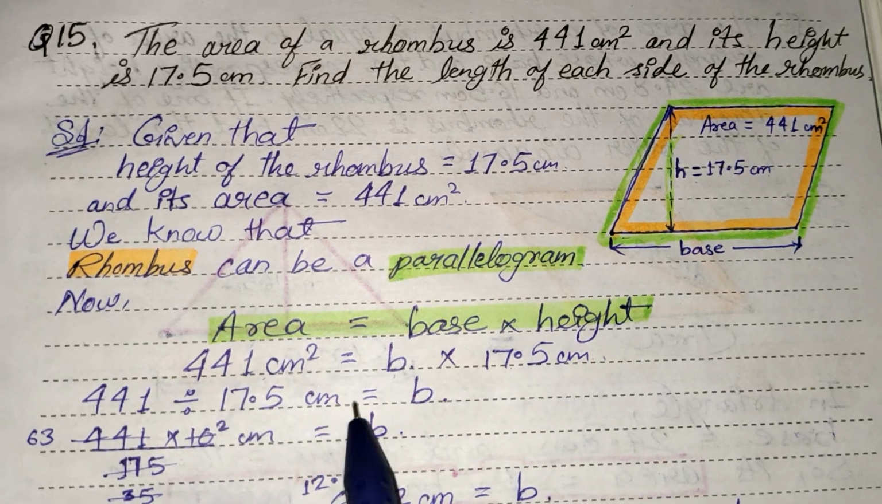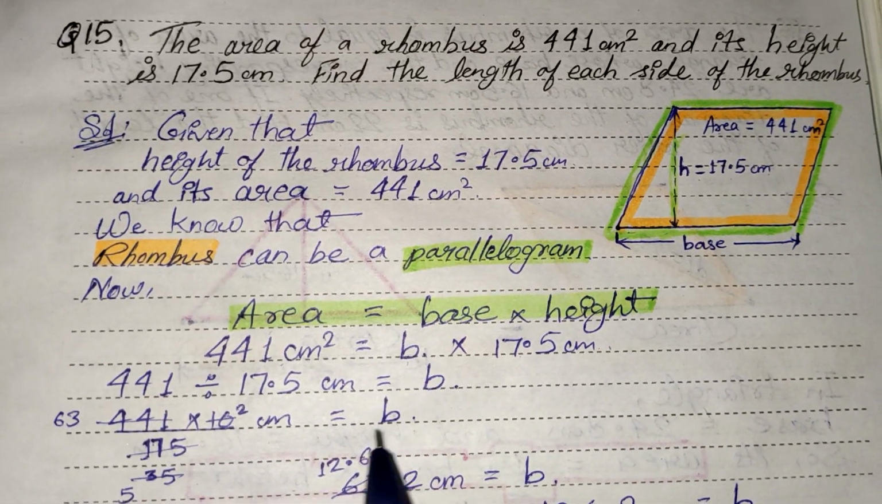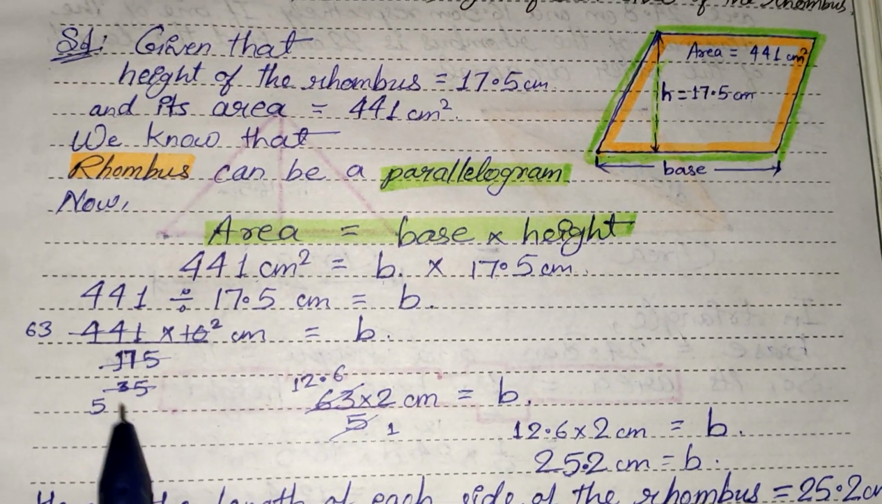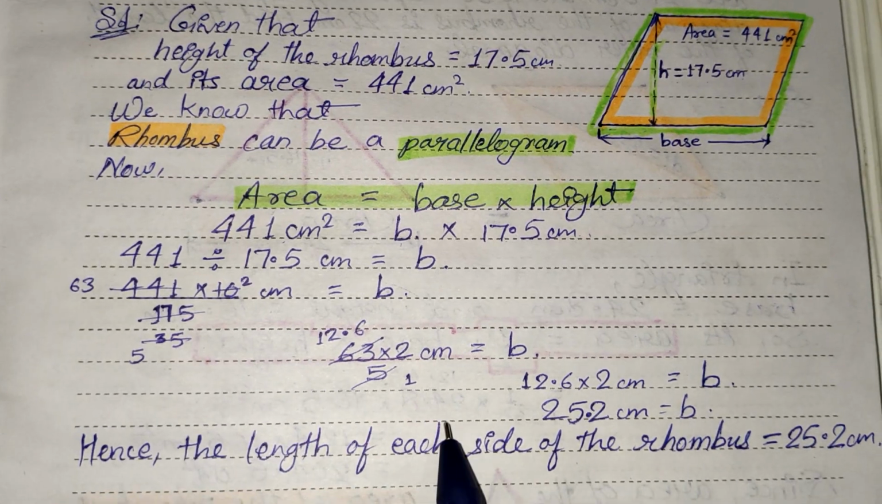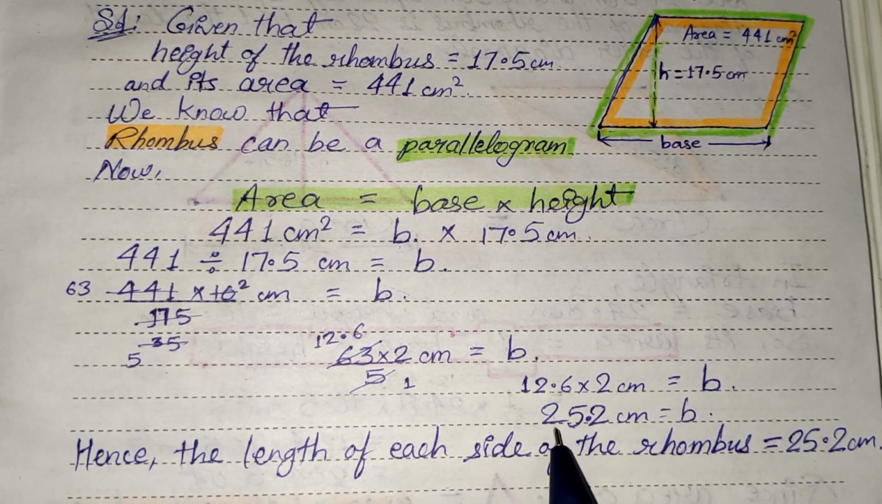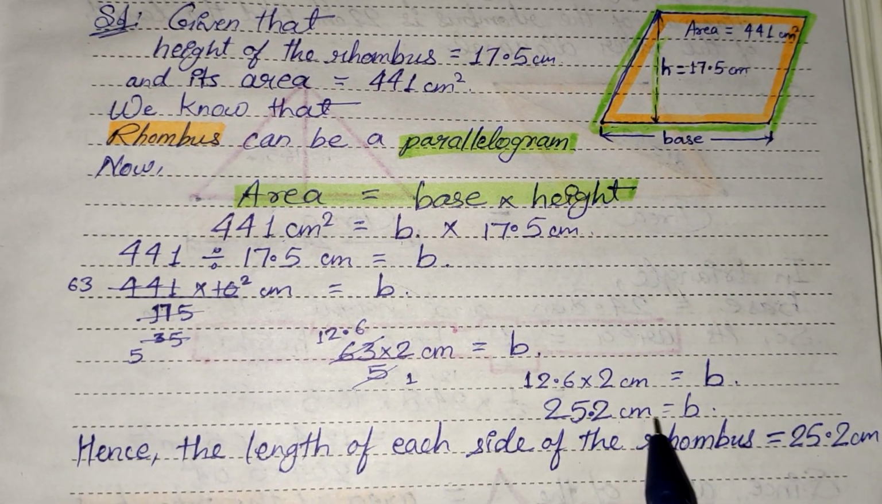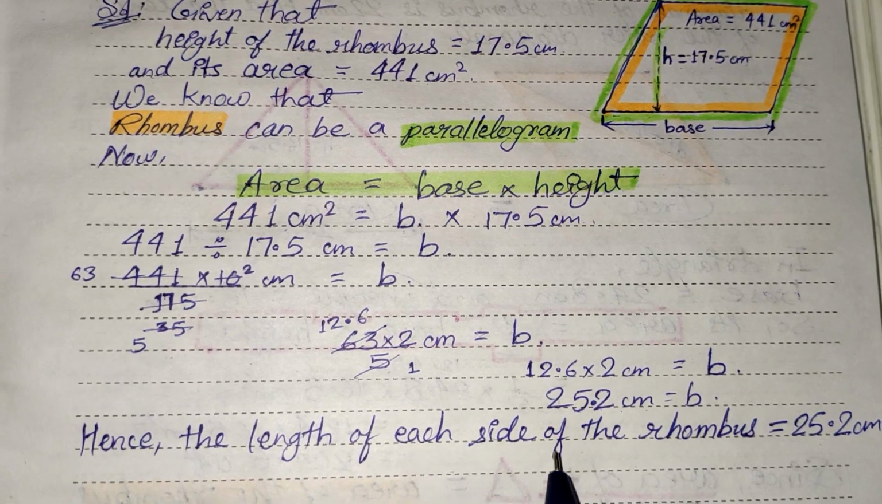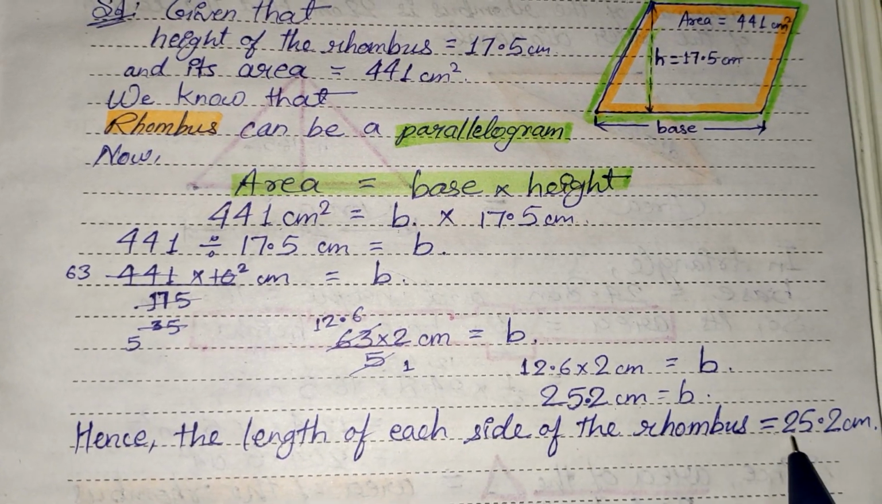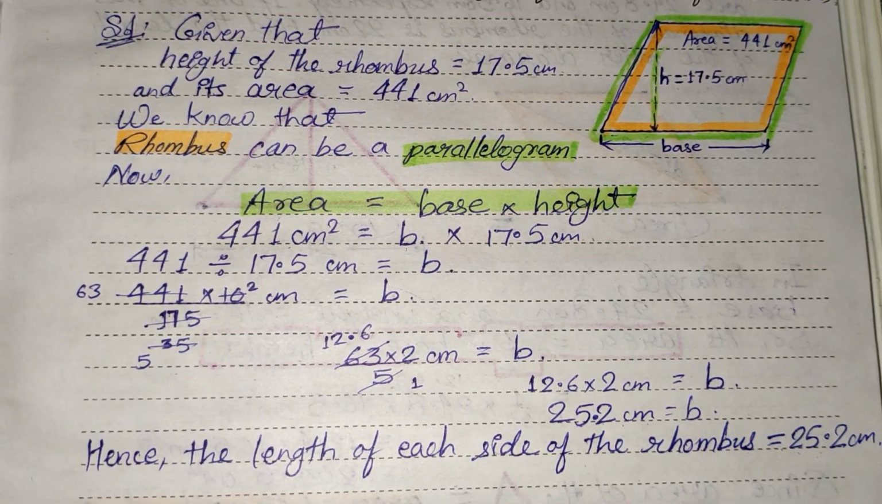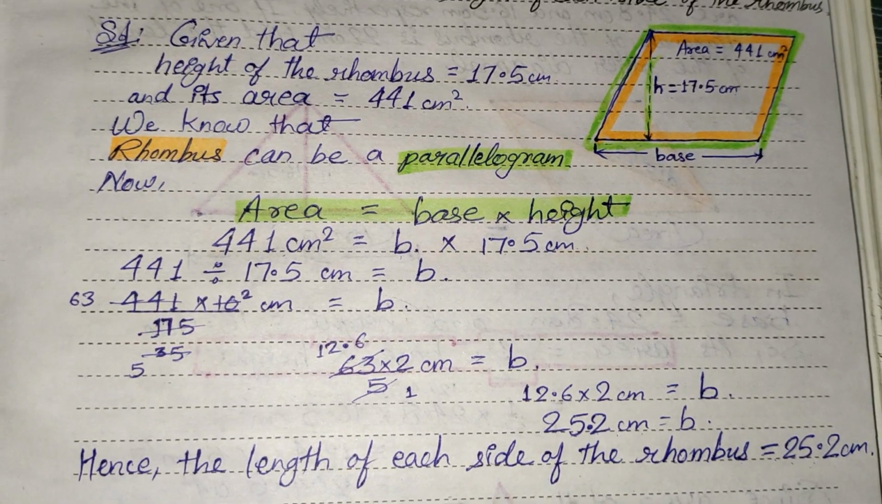Now putting the values and calculating, we have base is equal to 25.2 centimeter. Hence the length of each side of the rhombus is 25.2 centimeter. Now going to the next.